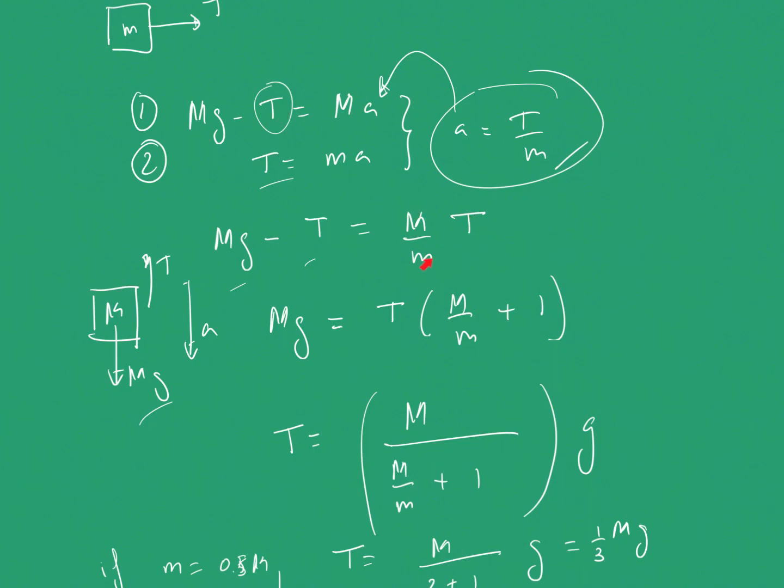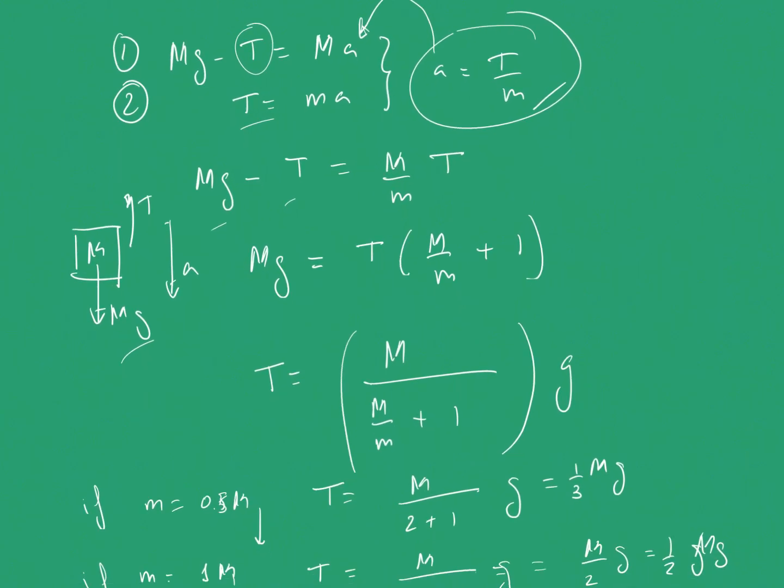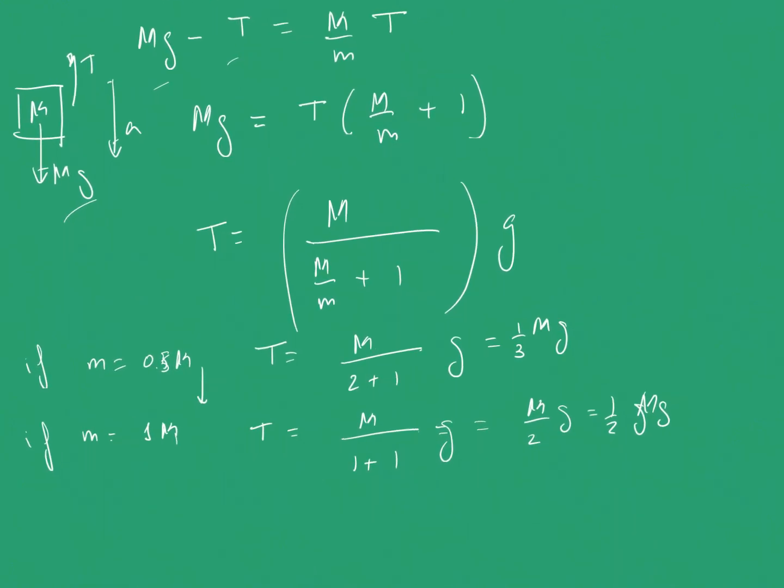And a is T divided by m. So Mg is T, common factor, M divided by m, and T times 1 is this T when you pass it to the other side. So the tension T, solving, will be Mg, M times g, divided by this factor, M divided by m plus 1. So now suppose that m, little m, is 0.5 of capital M. Is half, is 1/2, little m is 1/2 of capital M.